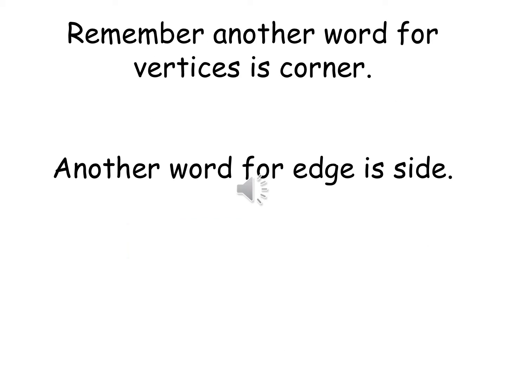Remember, another word for corner is vertices. Another word for the edge is the side. The language has changed. The most up-to-date language is edge, and vertex for one corner, and vertices for more than one.